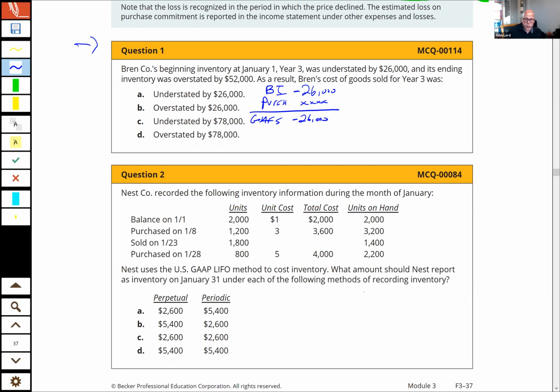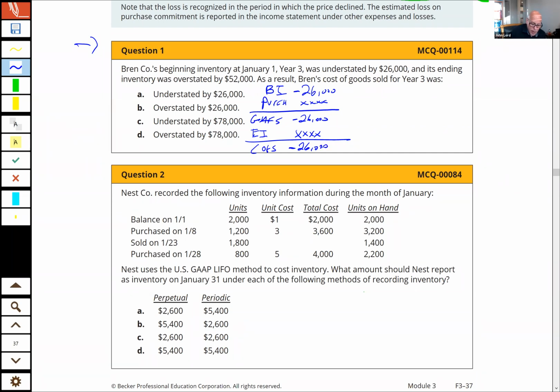As you add purchases to beginning inventory, it's 26,000 too small. Goods available for sale is 26,000 too small. Then I subtract my ending inventory to get my cost of goods sold, don't I? But everyone says, oh, wait a minute, they told us about ending inventory. Ignore it for now. Don't worry about the ending inventory situation right now. If my goods available for sale is 26,000 too small, then my cost of goods sold is 26,000 too small.